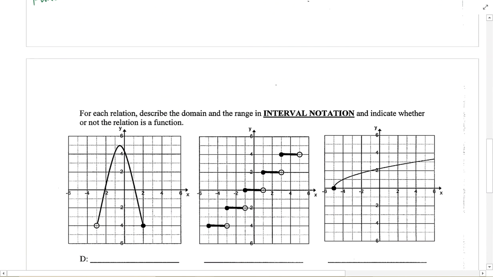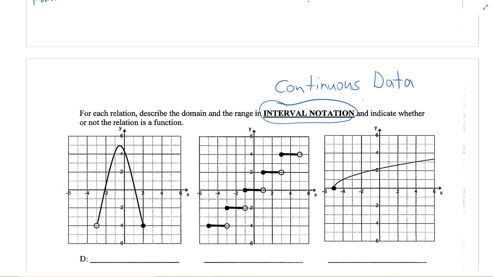So again, for interval notation, it is for continuous data. Okay, so it goes forever and ever. Sometimes it has containment points. Continuous data, and so instead of the inequalities, we would use that.